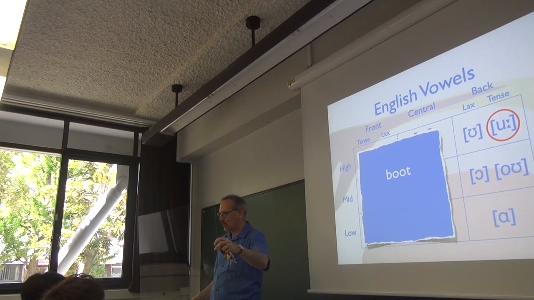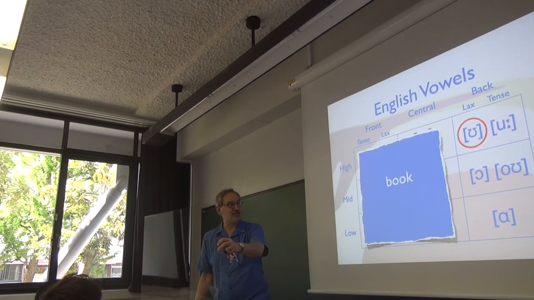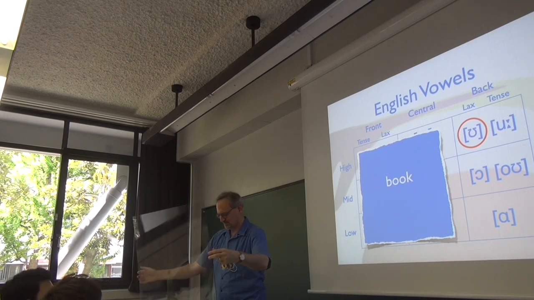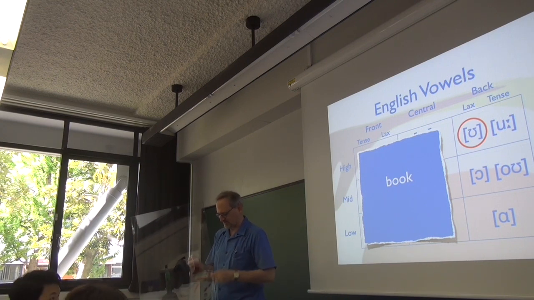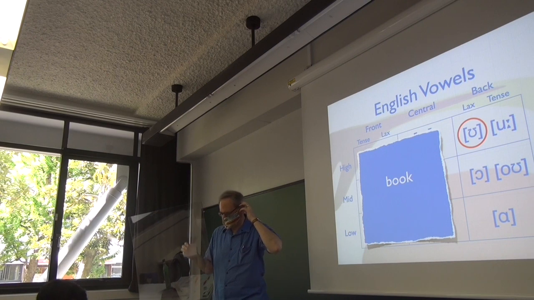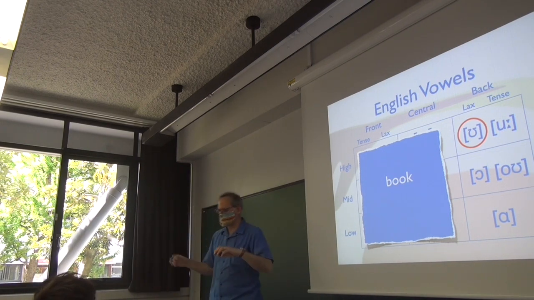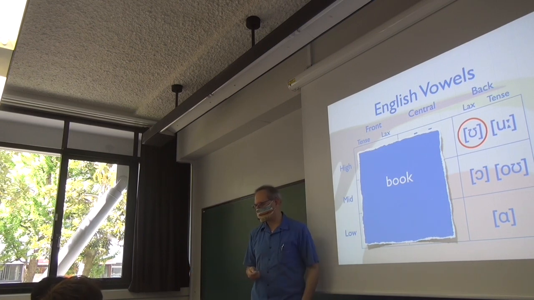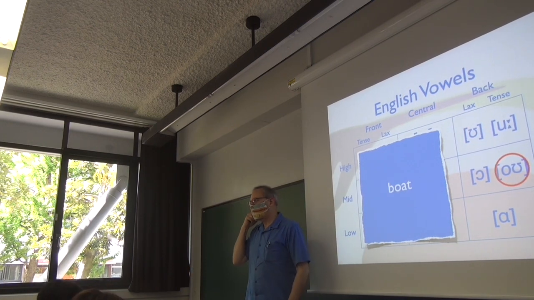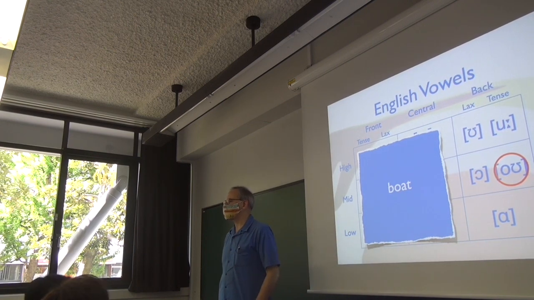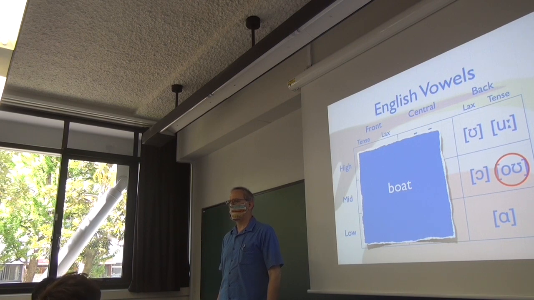Now we don't have a word with a B and a T behind the lax vowel, so the closest is book. Boot. Book. Oo is lengthened and tense. This one is short and lax. O, boat. Good. Boat.